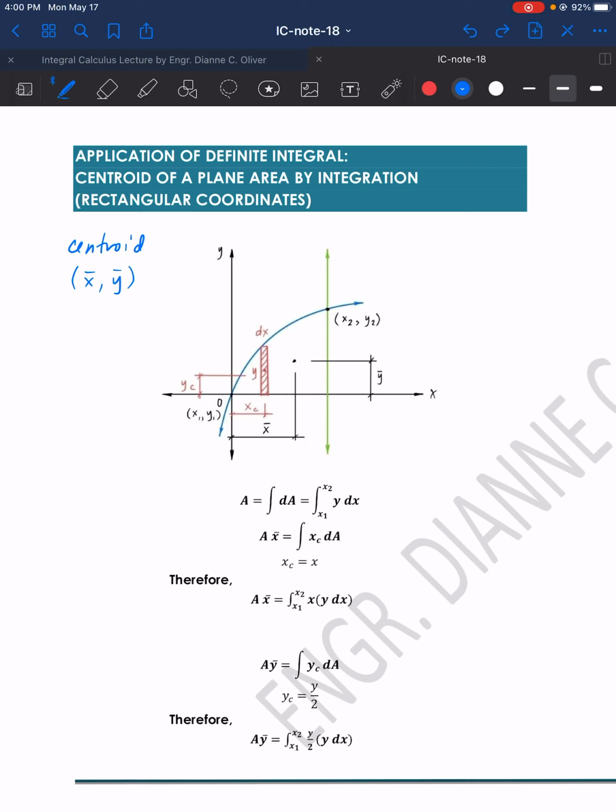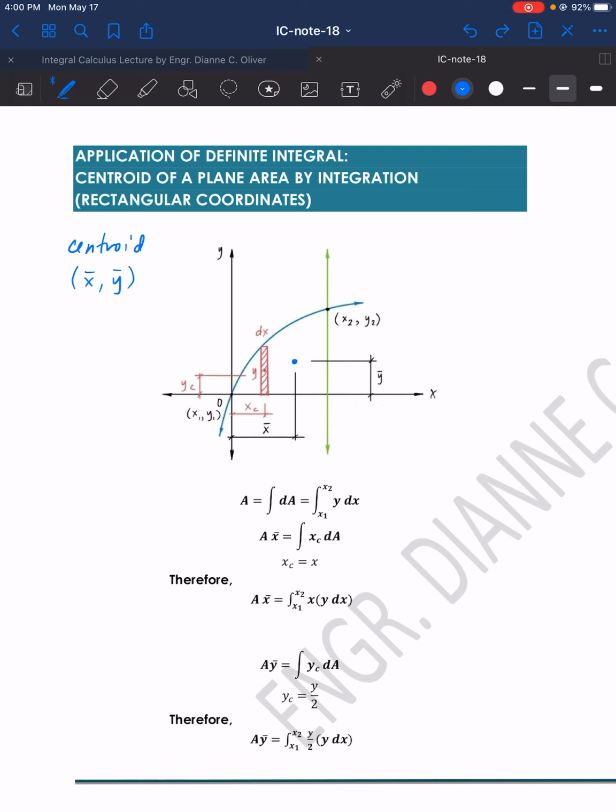So if this is the area bounded by these boundaries, then if we are required to get the centroid, that is the center of this area, which is located in this dot here, and the location is x bar, that is from the point of origin to that point, the centroid, along the x-axis, and the distance from the origin to the point here, the centroid, is y bar.